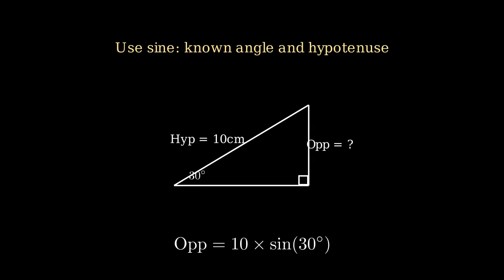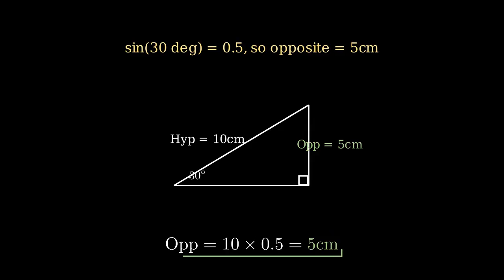So opposite equals 10 times sine of 30 degrees. Sine of 30 degrees equals 0.5. So opposite equals 10 times 0.5, which equals 5 centimeters.